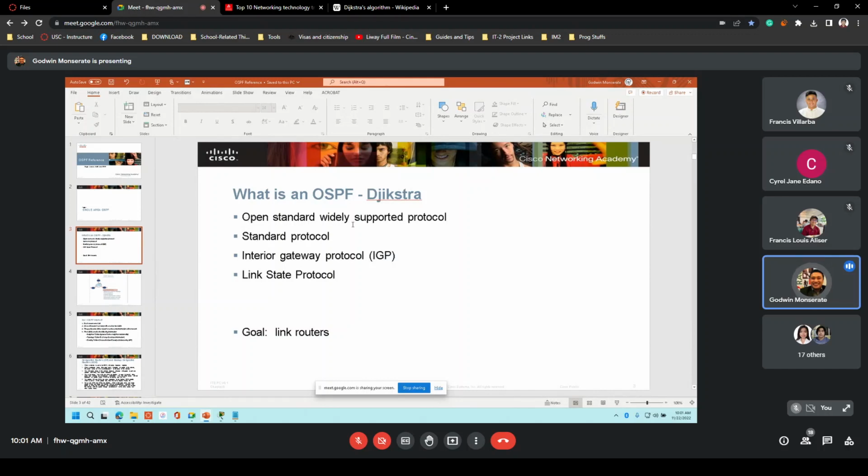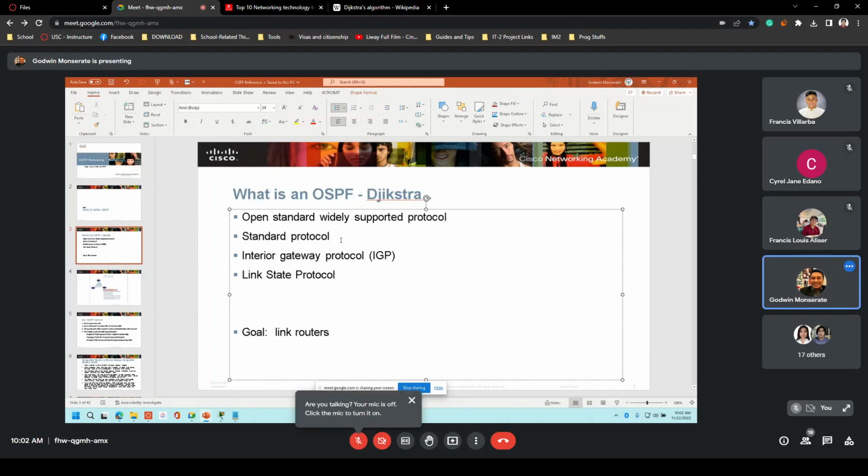Open standard, meaning you can see this protocol on all routers around the world, whatever the brand, because this is a standard protocol. Okay? It's not like EIGRP, which can be used only on Cisco routers, not other routers. It is an interior gateway protocol, meaning it can be applied inside our organization. OSPF everywhere, or a combination of.